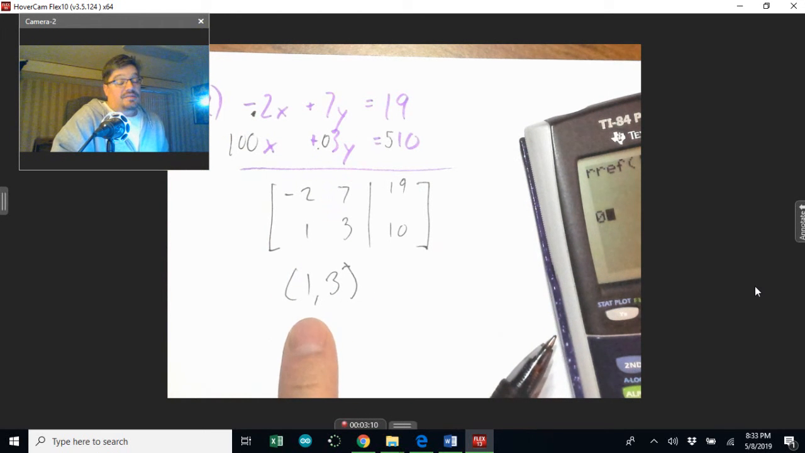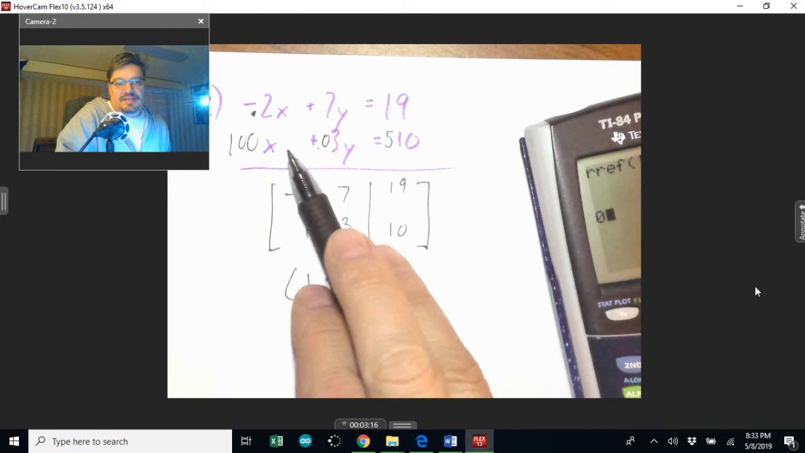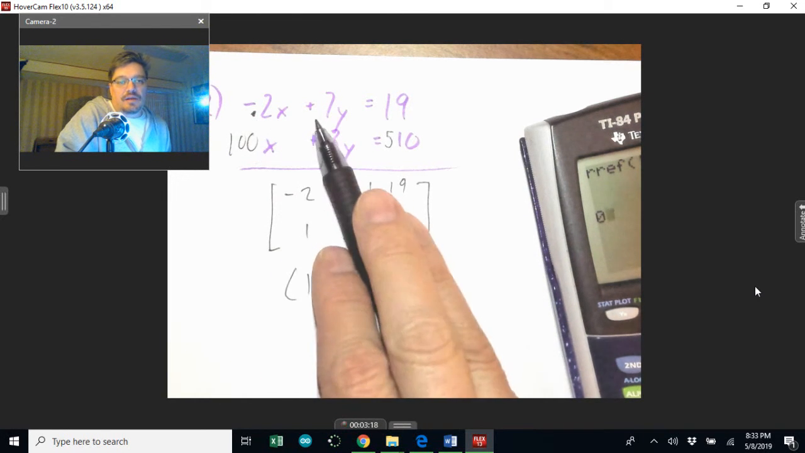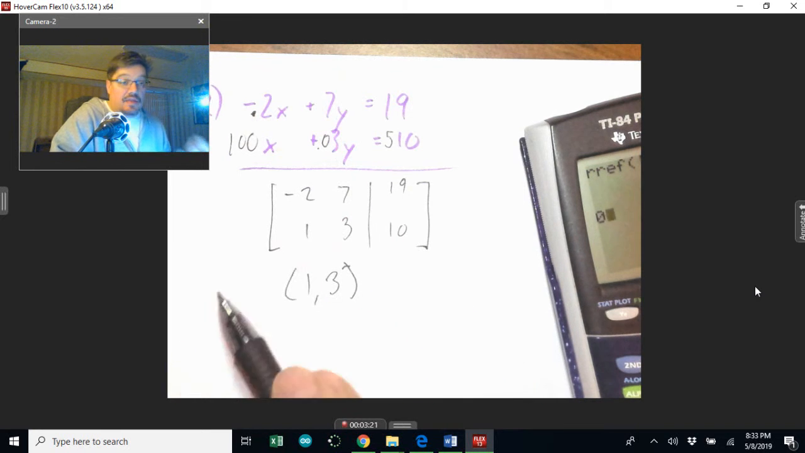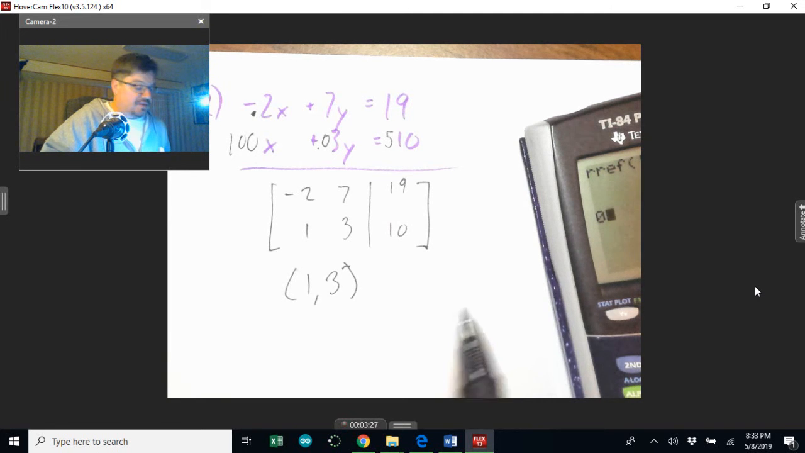And I'll say explicitly, you have to use your calculator for this one, okay? So heads up. This is the kind of thing that you're going to see on your test. You're going to have decimals and very large numbers, and you're going to have to use the RREF function, because doing it by hand would just be too burdensome. So that's your final answer. That is where those two lines intersect.